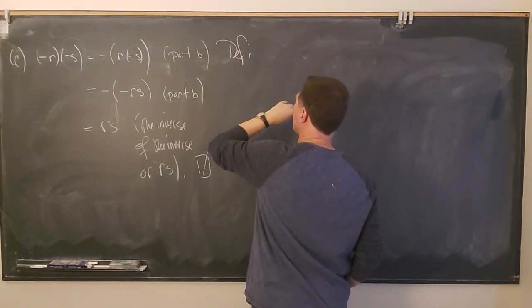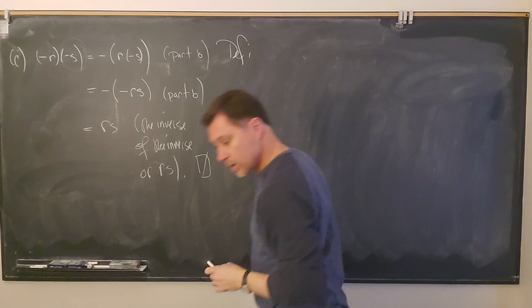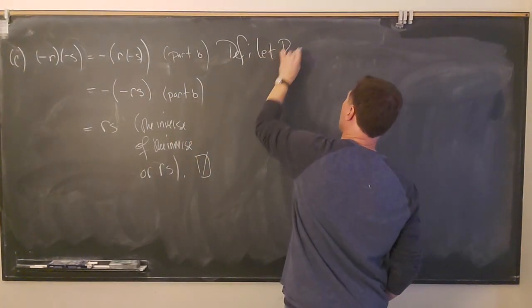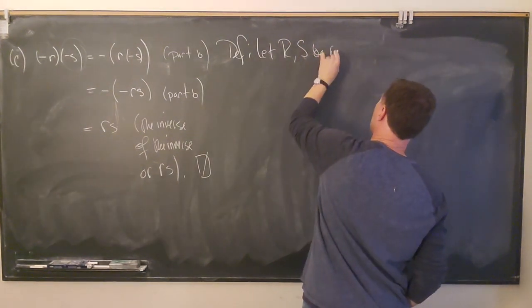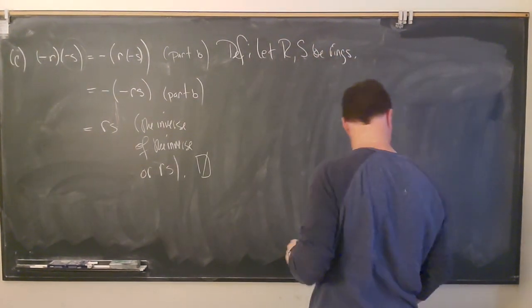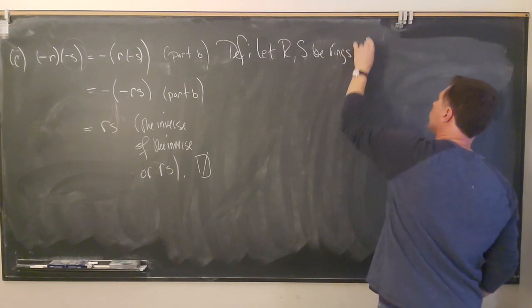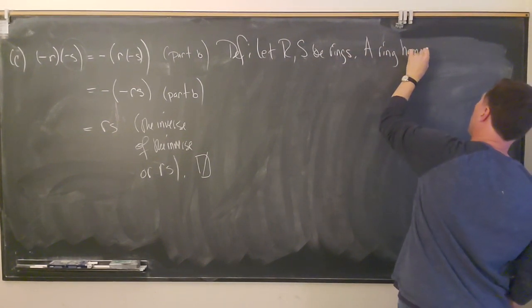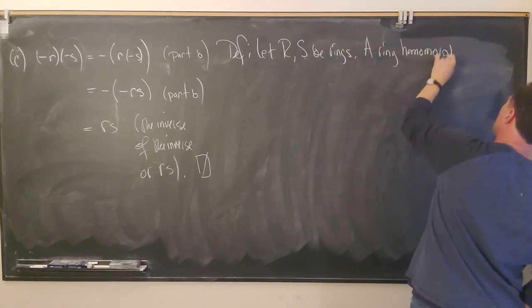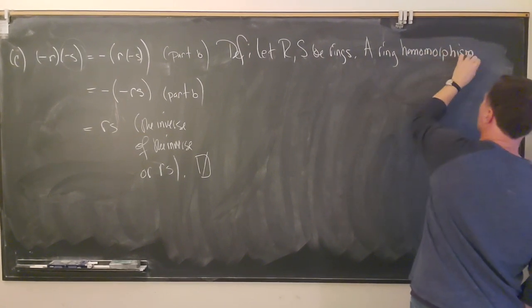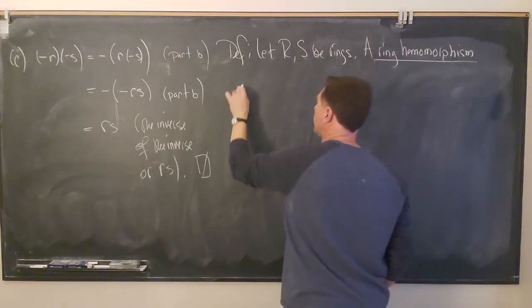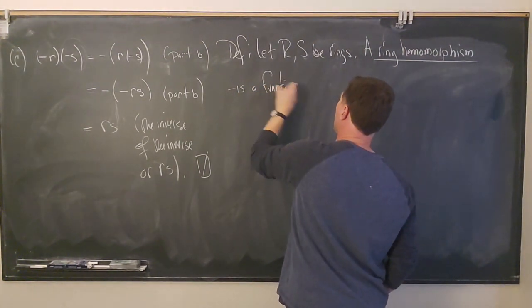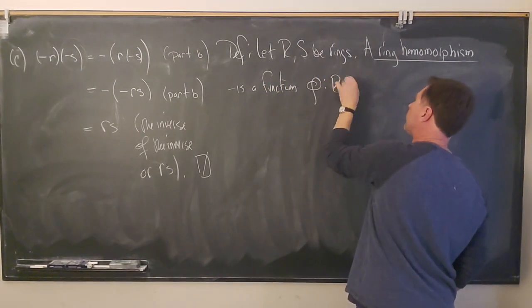Okay, next definition. Let's take a couple of rings now. So let R and S be rings. A ring homomorphism is a function, say phi, from R to S.